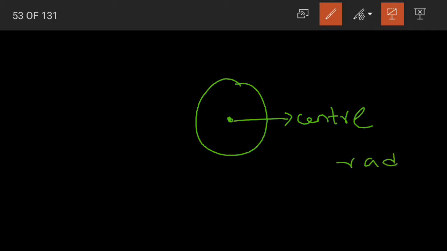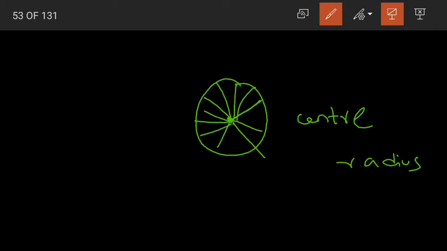Now next, coming to radius. Radius is nothing but from the center, let me erase this line, from the center, when we draw a line segment touching the boundary of the circle, from our center to the boundary. See all these lines. Whatever lines you draw, these are line segments, right? We are joining two endpoints. One endpoint on the boundary of the circle and the other endpoint is our center of the circle. So these line segments are called radius.